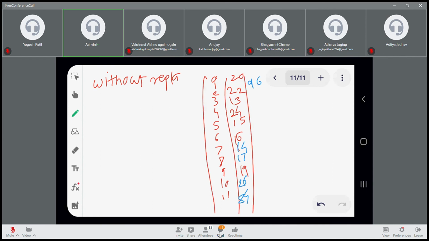So you got these two techniques, with replacement and without replacement? Yes or no? Yes, ma'am. Yes, it's easy. Okay, so let's take the next example. Now try to solve this example on your own.